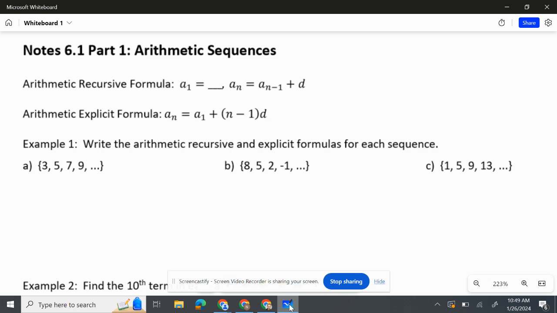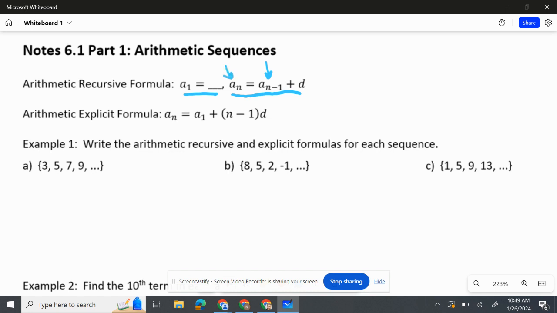What we're going to do is start a new unit, arithmetic and geometric sequences. In doing this, we have multiple formulas. The first formula that we're going to be looking at is the arithmetic recursive formula. That would be a sub 1 equals whatever our first term is. A sub n equals a sub n minus 1 plus our common difference. The a sub n minus 1 means the previous term, and the a sub n is always the term that we're trying to find.